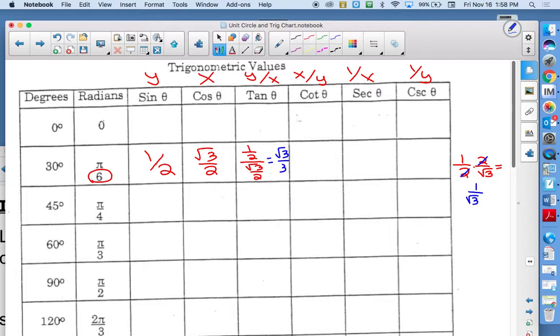And then you're just going to repeat that process for the cotangent. So instead, it's x over y, so my x is the square root of 3 over 2. The y is now 1/2. So that means flip it, multiply by the opposite, the 2's cancel, and we just get the square root of 3. The secant is 1 over x, so flipping 1 over x gives you 2 over the square root of 3, which rationalizing that is 2 square roots of 3 over 3. And then the cosecant is 1 over y. Well, if you have 1/2 and you flip 1/2, you get 2.